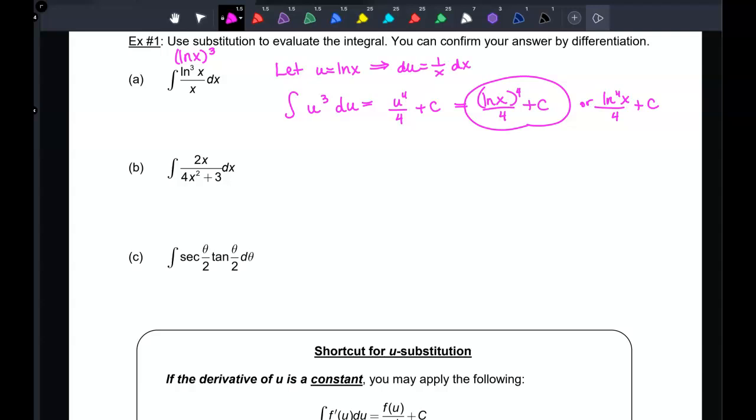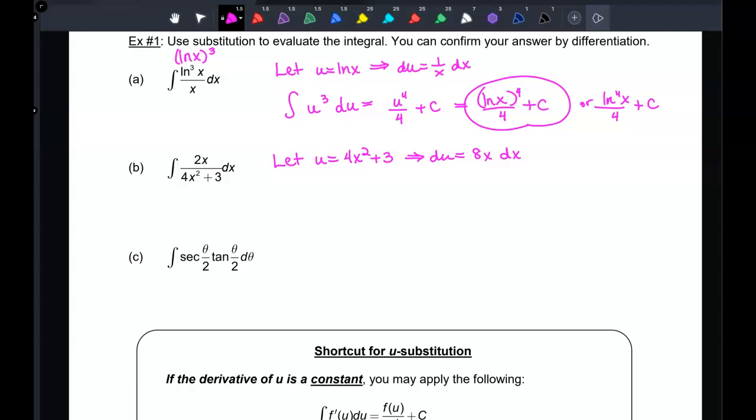When we have a fraction, we're either going to make u equal to 2x or u equal to the 4x squared plus 3. It's usually the one that's more complicated. So I'm going to let u equal 4x squared plus 3. Du is going to be 8x dx.